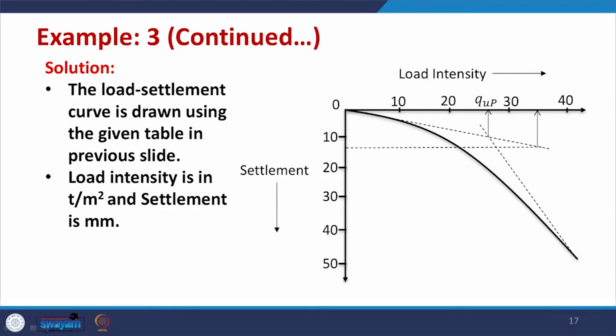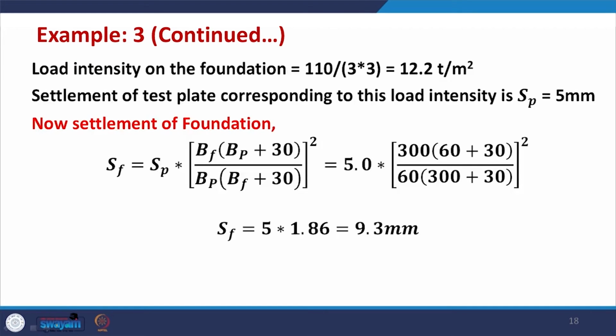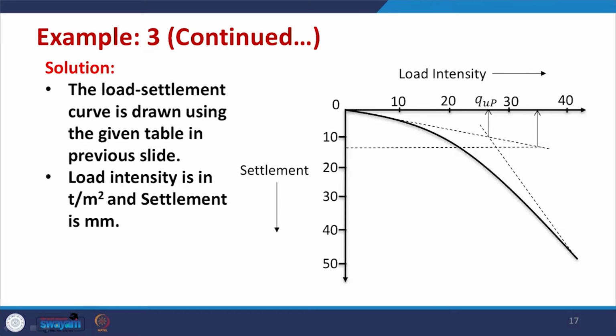After this, once you have plotted this chart, it is used for further calculation. How is this used? The load intensity of the foundation is the total load divided by the area of the foundation, which is 3 meter by 3 meter. So, you get 12.2 ton per meter square. For this value of 12.2 ton per meter square, you get the settlement from this chart.